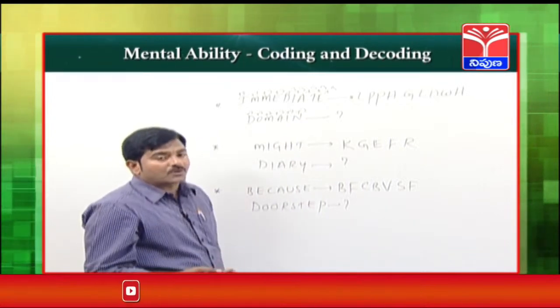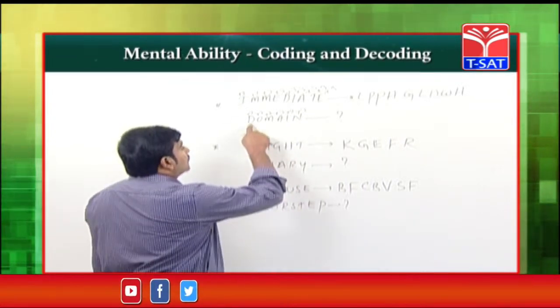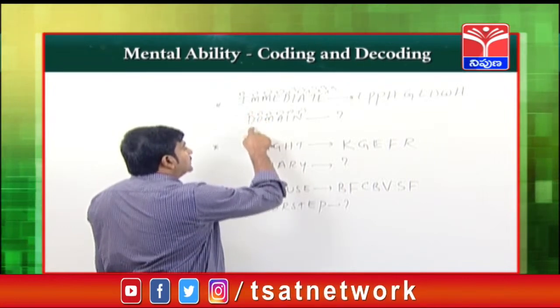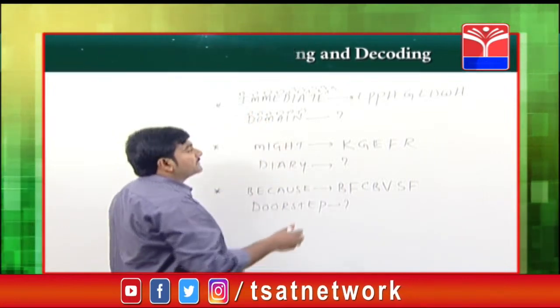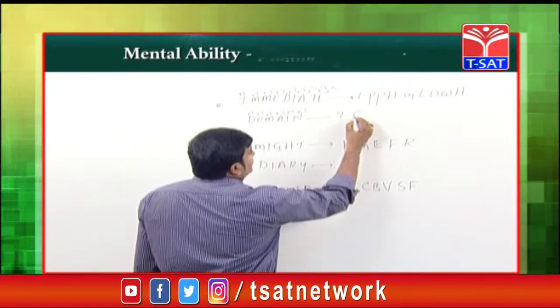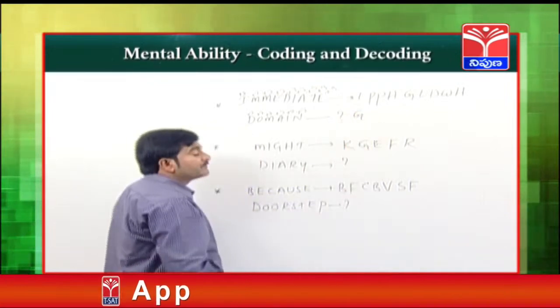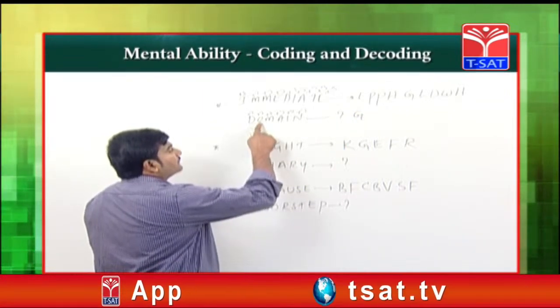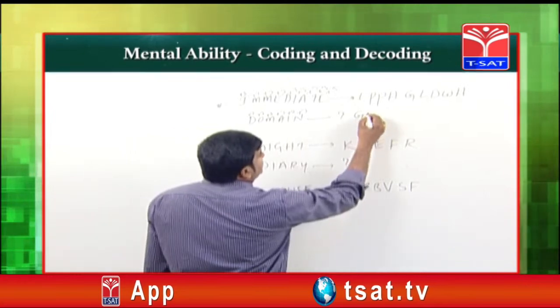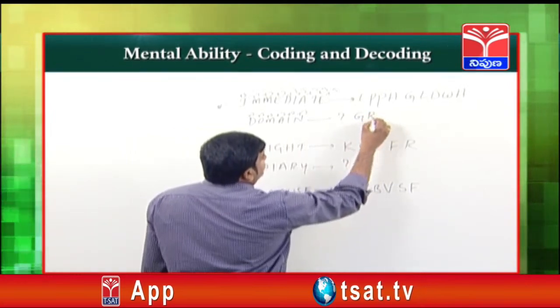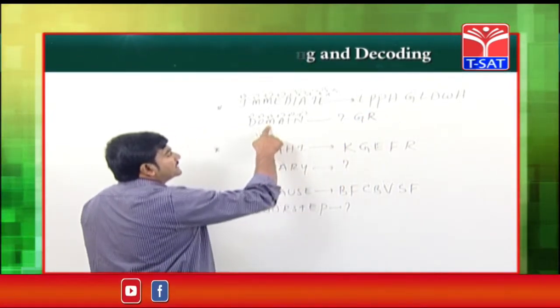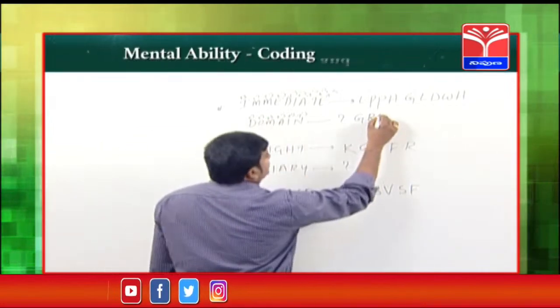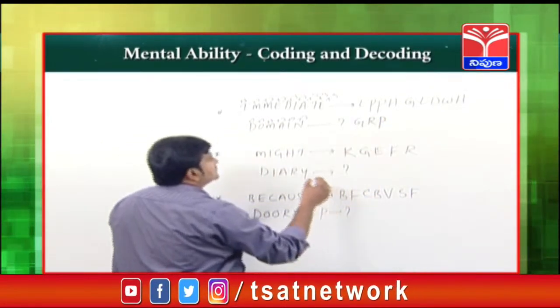D means 4, and adding 3 to this 4, 4 plus 3 means 7. In alphabets, the 7th letter is G. Similarly, O means 15, 15 plus 3 is 18, the 18th one is R. Similarly, M means 13, 13 plus 3 is 16, the 16th one is P.